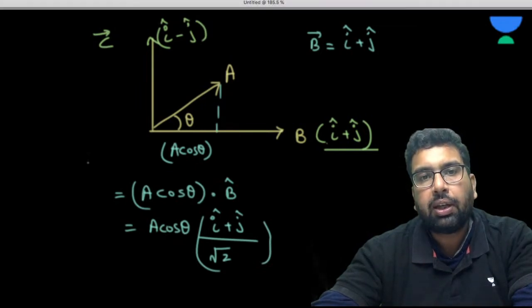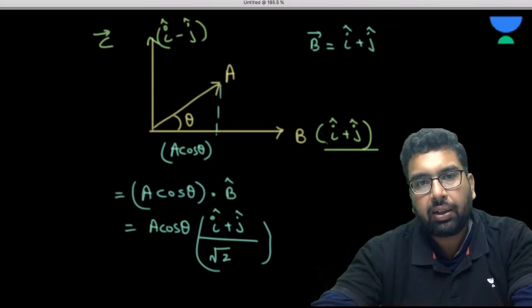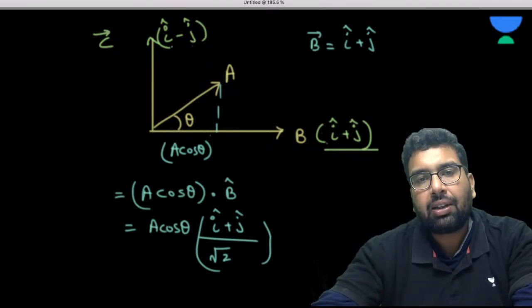How come, sir? See, 1 into 1, that is 1, minus 1 into 1, that is minus 1. So 1 minus 1, this is 0. Okay, this is 0. Right. So what is this C vector? This is I minus J.